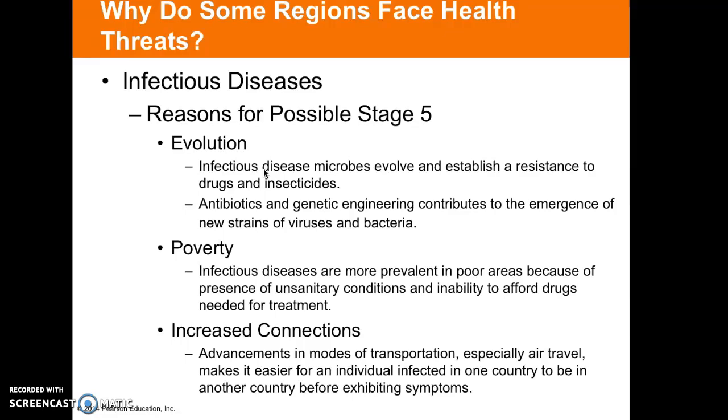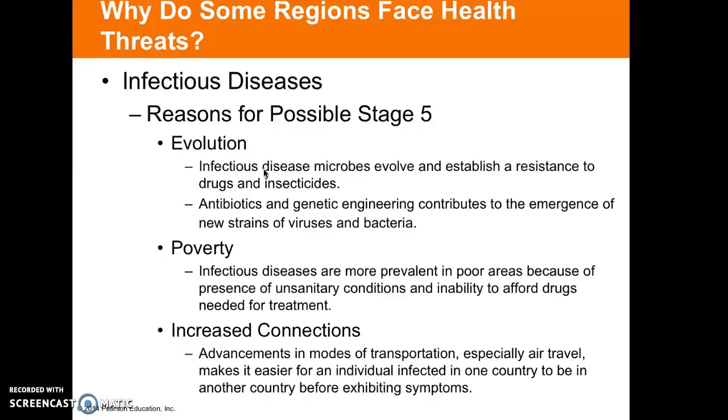What kind of diseases and death do we expect in stage 5 for the epidemiological transition model? Again, this is a stage that countries are just now entering, so a lot of these are hypotheses. But what we do see is the evolution of pathogens making new outbreaks occur. So we have infectious diseases with microbes that evolve and establish a resistance to drugs and insecticides. So things like antibiotic-resistant tuberculosis could be a reason for death in stage 5.